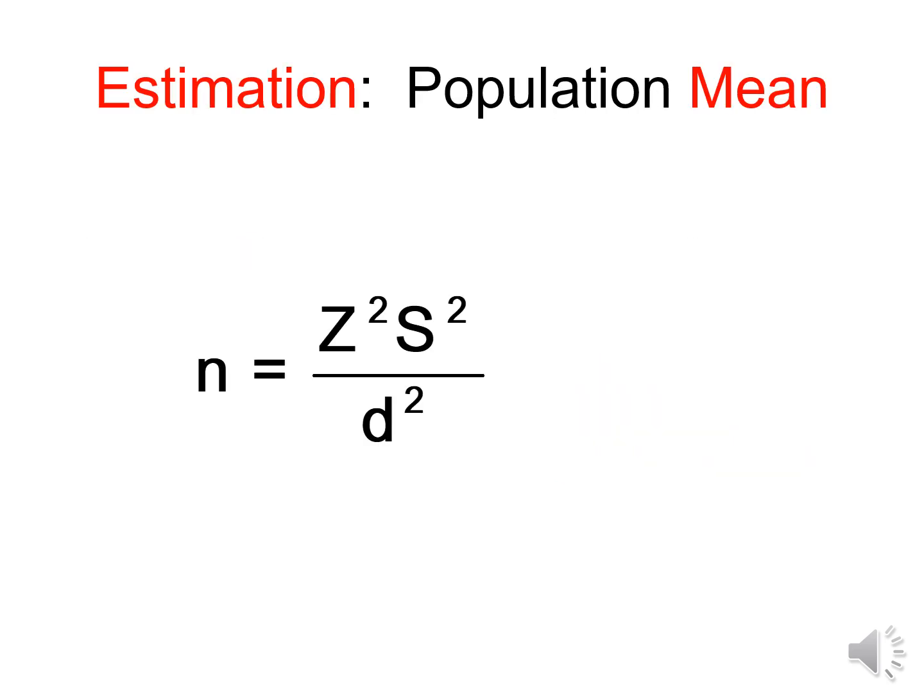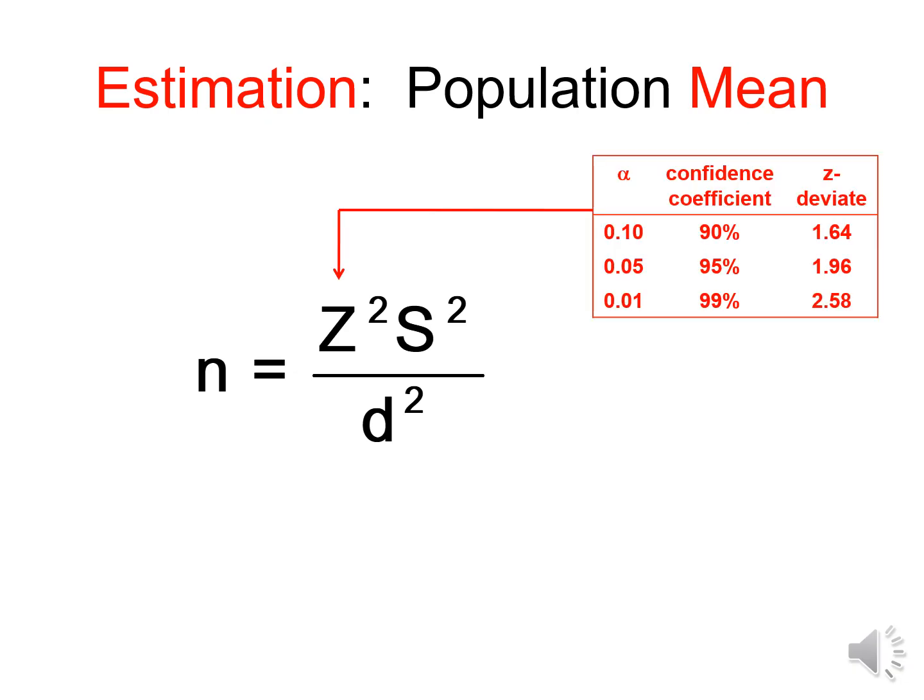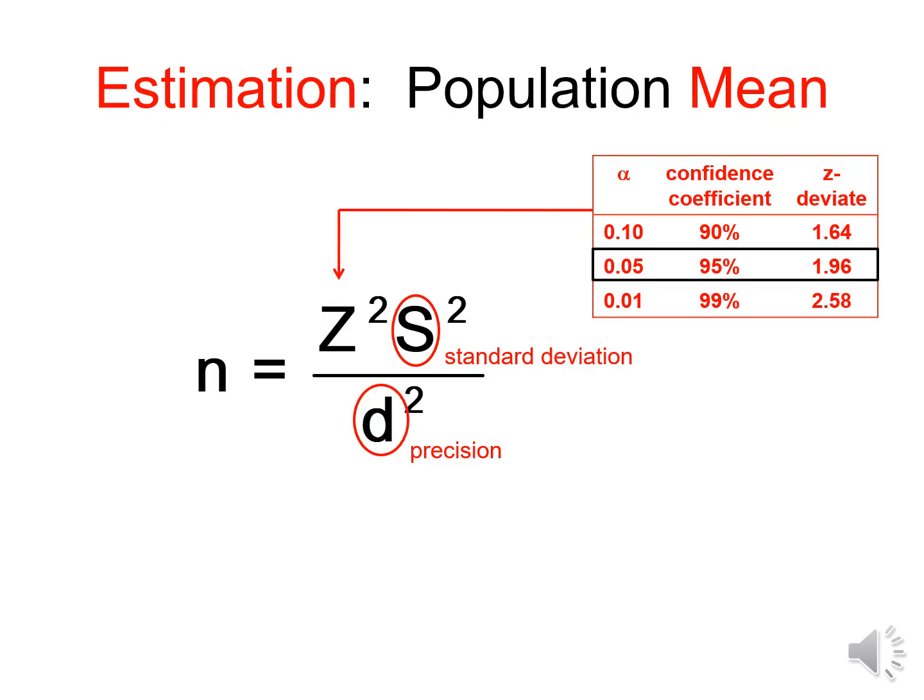This is the formula for estimating a population mean. N is the sample size. Z of alpha is the standard normal deviate corresponding to a set level of significance. By default, we set it at 1.96. S is the standard deviation derived from previous studies, and D is the level of precision that is desired, and it is in whole number units for estimating a population mean.